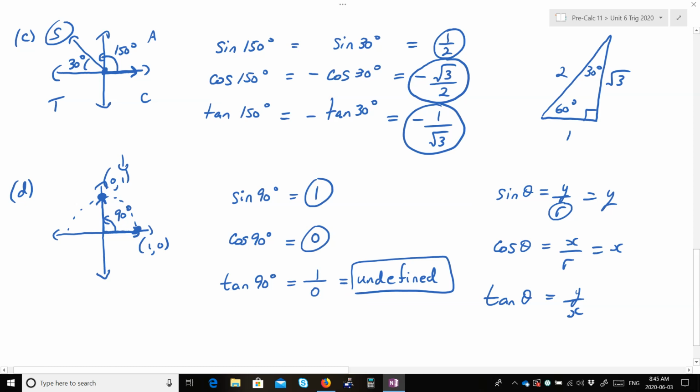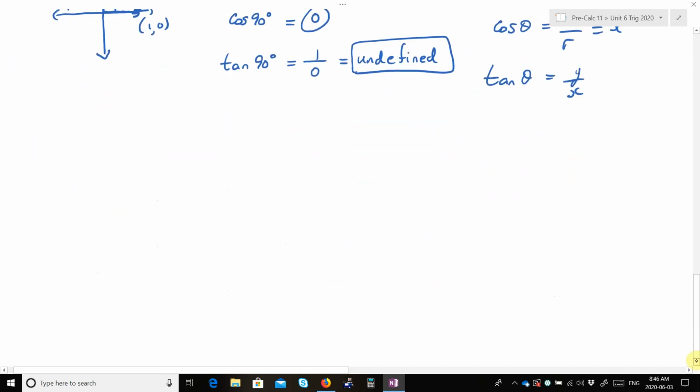Okay, so just verifying with the answer key. Everything looks good with 2C, and then D, they've got 1 and 0, and tan 90 is undefined. Great, let's get on to number 3.